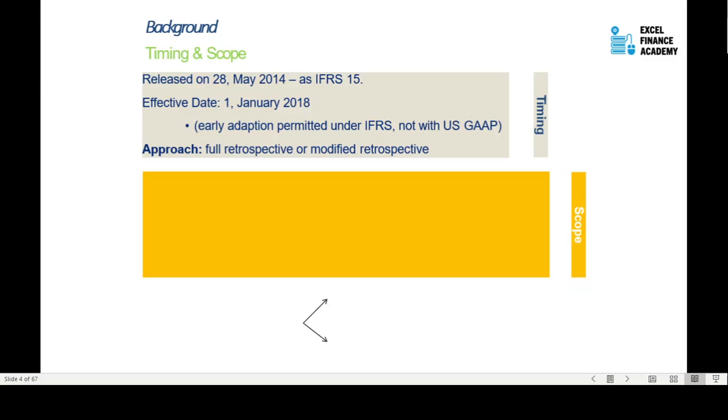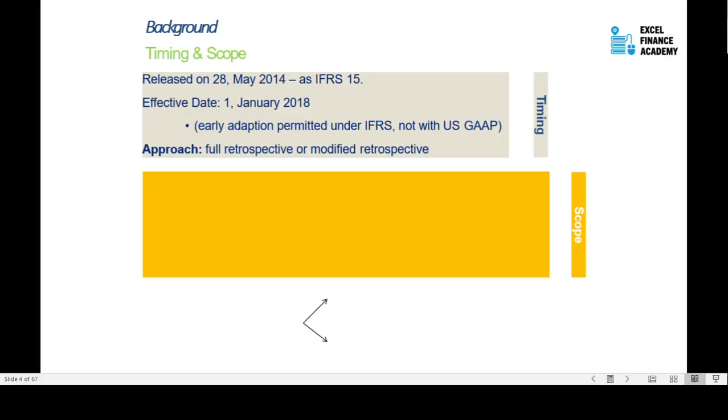the customers. So this standard has been issued on 28th of May 2014 as IFRS 15 and it's made effective from 1st of January 2018. This is a mandatory requirement now. Early adoption was permitted under IFRS between 2014 and 2018, but now every company where the financial year has been starting from 1st of January 2018, it will be effective.